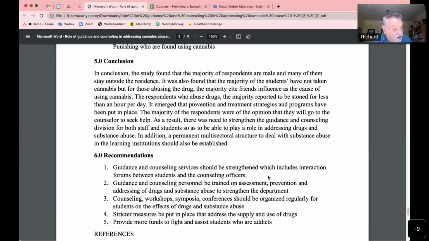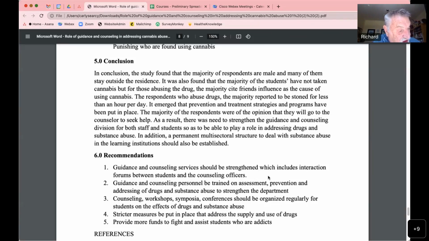And then the conclusions are important, that, as you said, the respondents who use drugs, the majority report to be stoned for less than an hour a day. So it's not a major issue in the university, but it is important that it is addressed and there are services to address it. And then at the end, you've got the recommendations, and that's a good piece of work there.